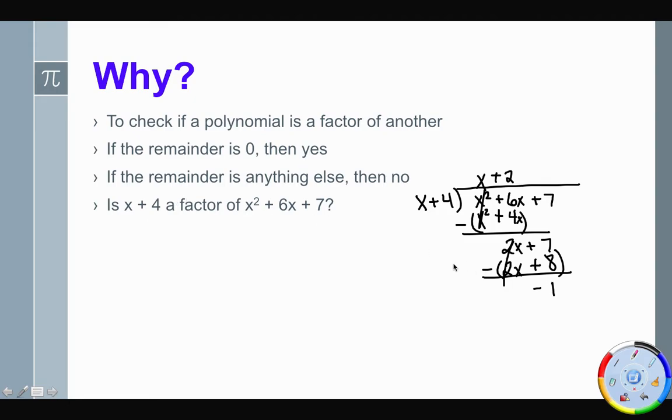So the question was, is it a factor? But since our remainder is negative 1, the answer is a very big no, because the remainder is not 0.